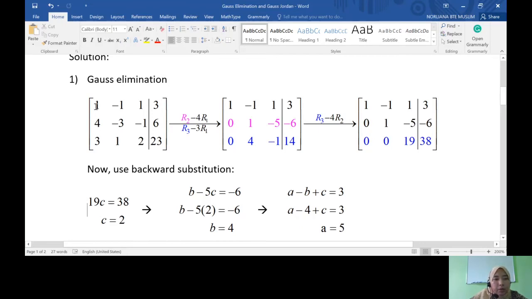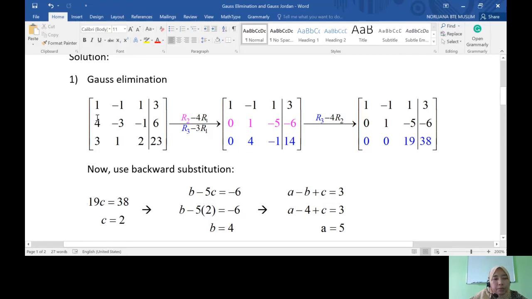Note that the first column represents the a variable, the second column is for the b variable, and the third column is for c. The last column represents the numbers on the right side of the original equations. Okay, so we need to do ERO. You have seen an example before in the previous video.